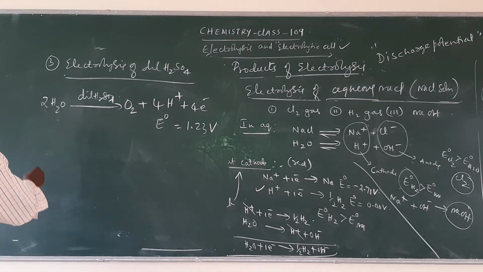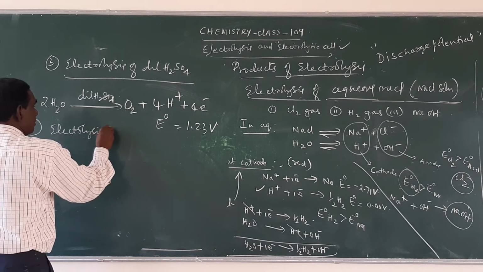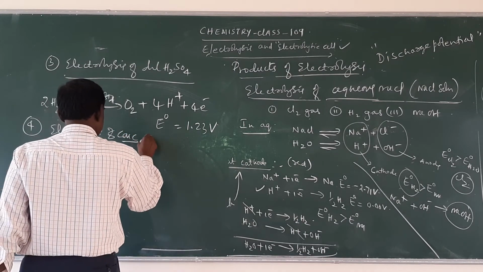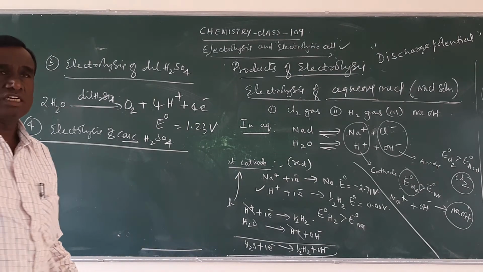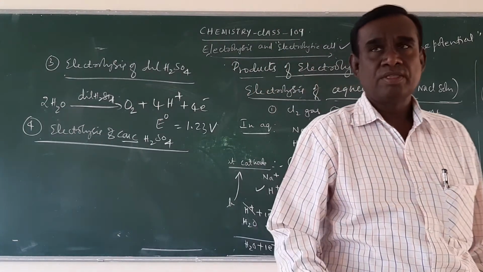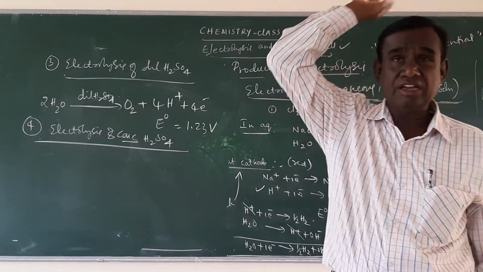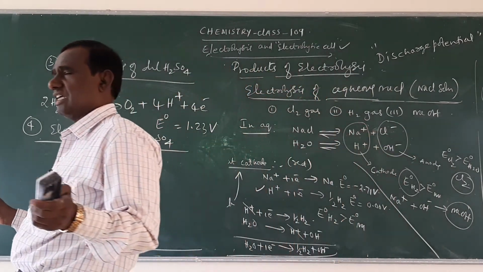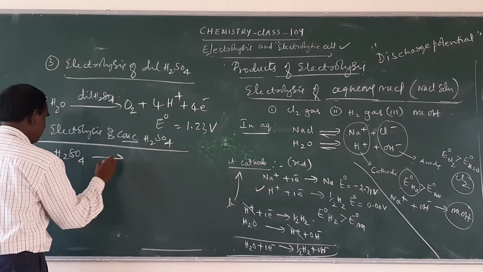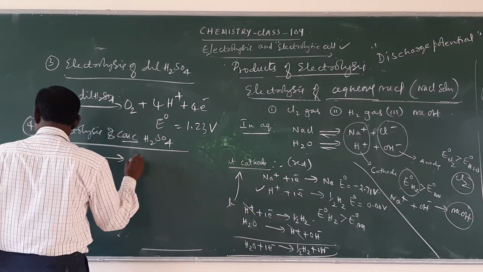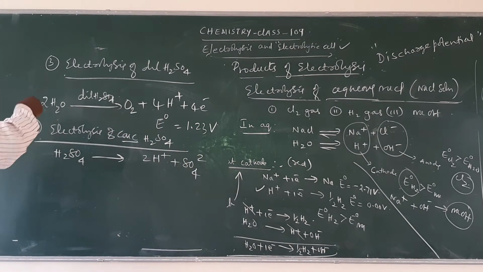And then the fourth one is electrolysis of concentrated sulfuric acid, concentrated H2SO4. We know that in concentrated sulfuric acid, water molecules are very few and sulfuric acid molecules are more. A highly concentrated solution does not contain any water molecules. Therefore, sulfuric acid dissociation takes place here. H2SO4 gives rise to 2H+ and SO4 2-, the sulfate ion, as well as the hydrogen ion, formed first.